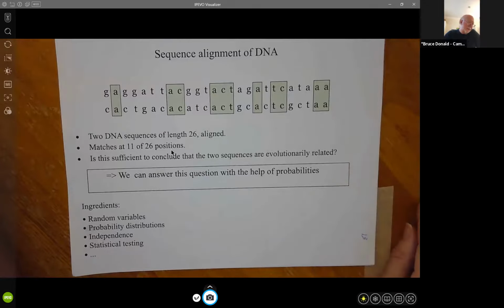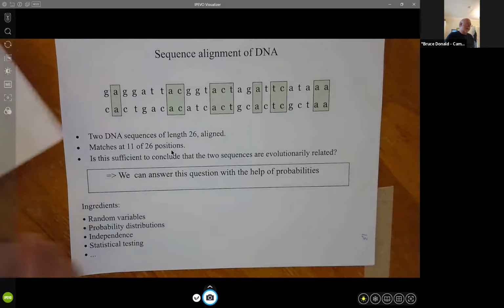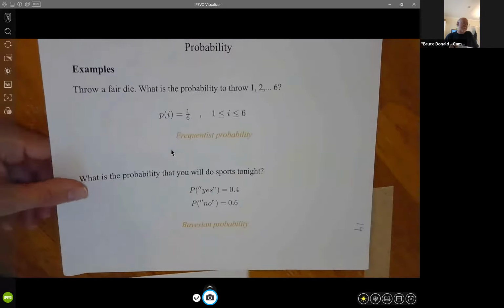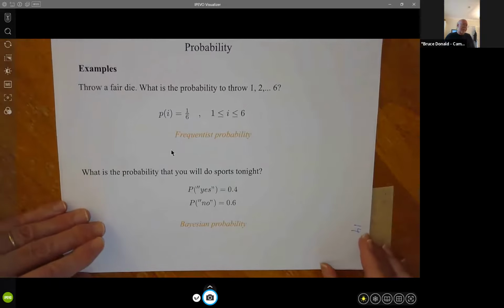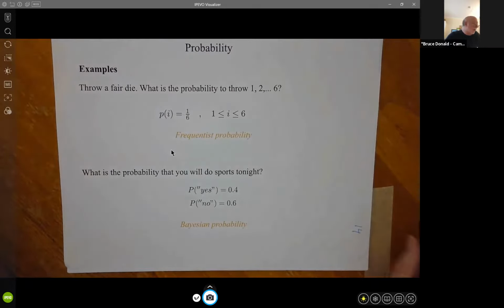Again, probabilities can help us answer these questions, and we have all these ingredients that we want to cover some of, but not all of, today: random variables, probability distributions, independence, and so forth. And again, as I've alluded, there are really two flavors of probabilistic reasoning. I won't go into the more or less religious arguments between these: frequentist probabilities and probabilities that take into account priors.